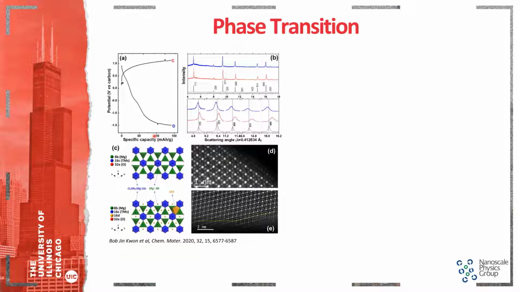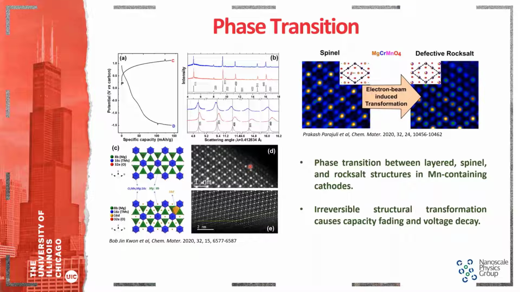If you take a look at this slide, we can see in one previous study on MgCr2O4, after discharging the battery, there is a formation of an almost 2 nanometer thick layer on the surface of the spinel structure, which you can see in the figure tagged by E. And this is a charged sample. In some studies, they showed that this formation of a second phase on the surface of the spinel causes capacity fading and voltage decay.